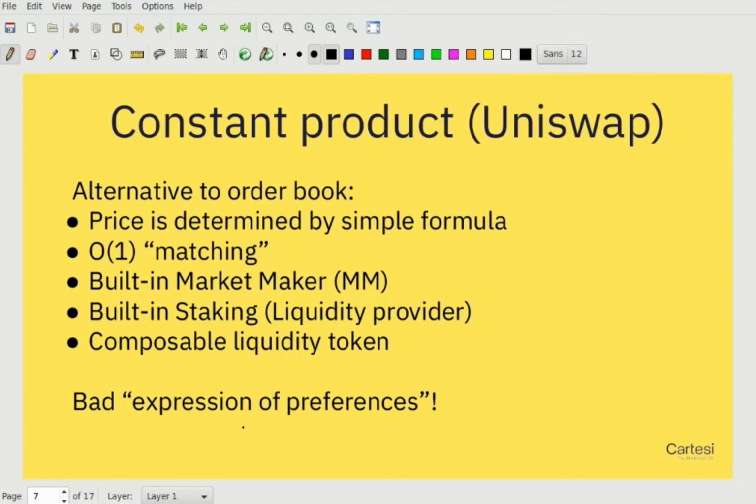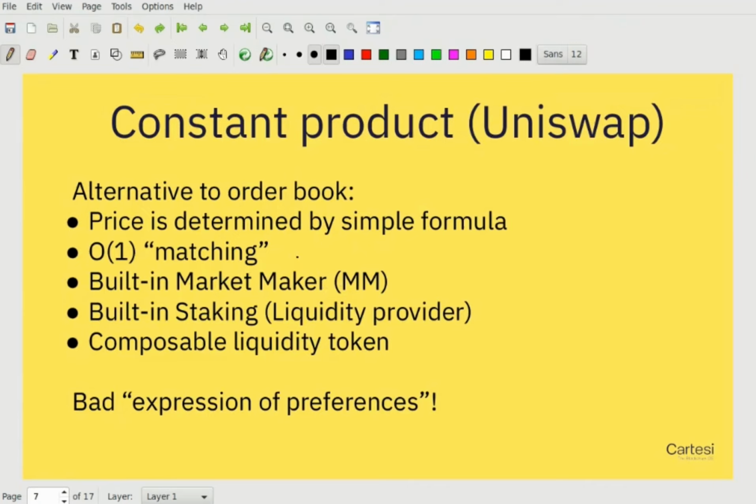So when people buy and sell, there is a simple magic formula to calculate the price that people are going to pay. And this formula is such that the product of the volume of Ether and the volume of BUSD is kept constant. Because of this simple formula, the matching always takes constant time. It's not linear in the number of bids. There's not even a number of bids stored.